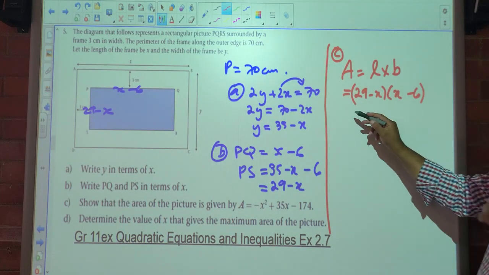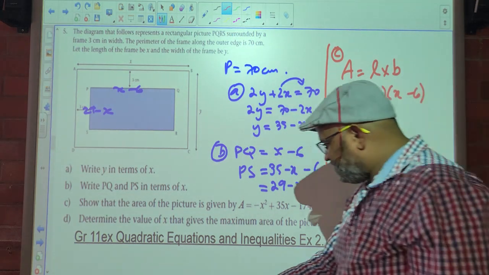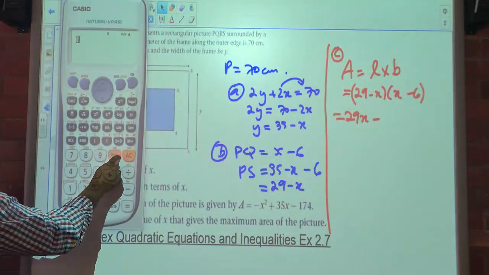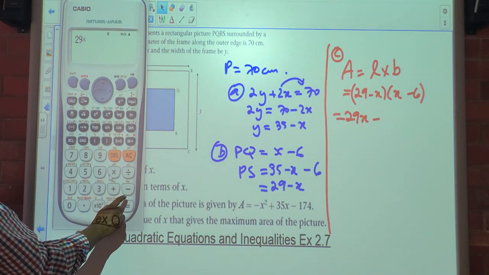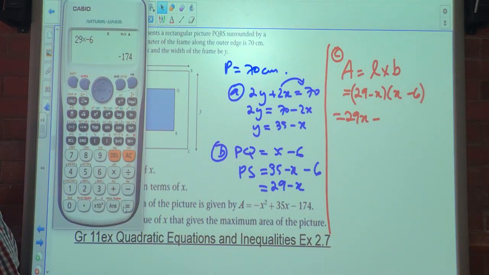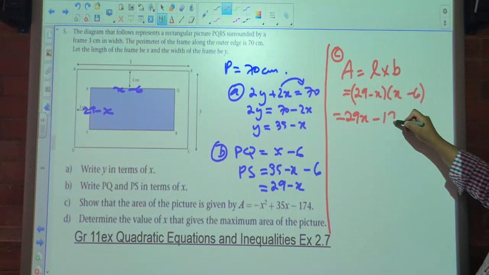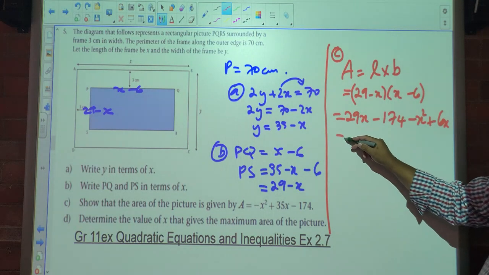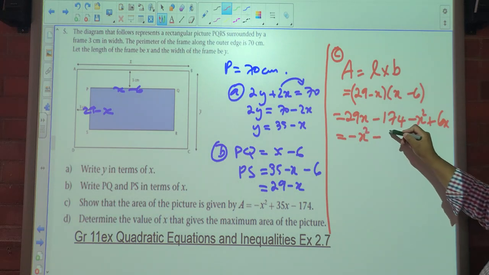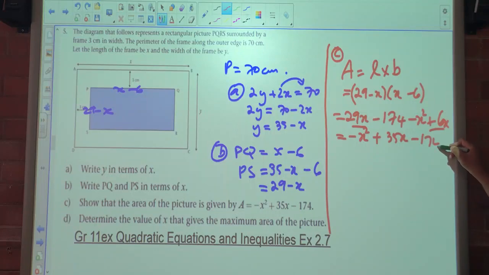Multiply it out, I get 29x. Now 29 times negative 6 gives us negative 174. Now negative x times x is negative x squared. Negative x times negative 6 is positive 6x. Right, descending powers of x is negative x squared plus 35x minus 174.